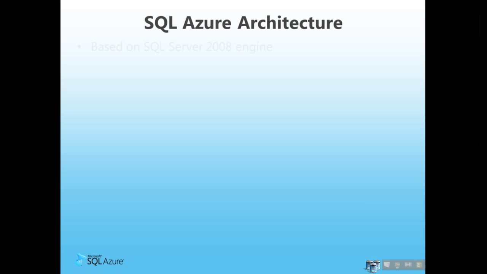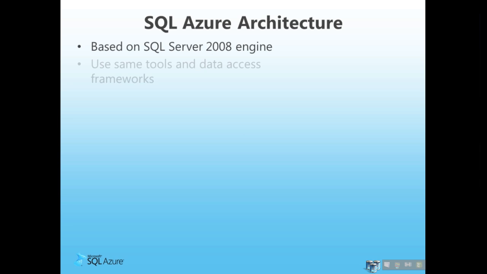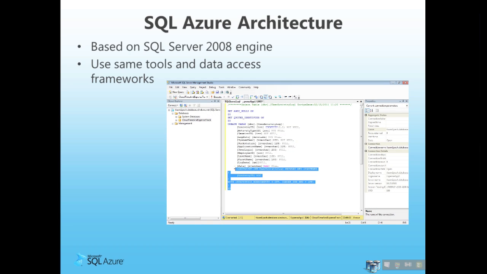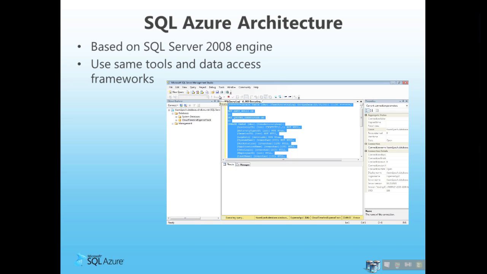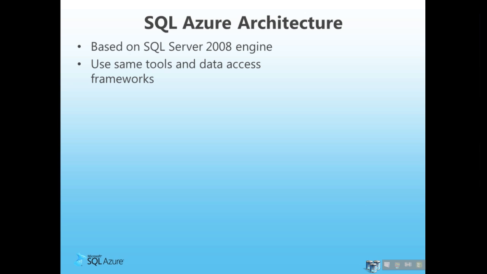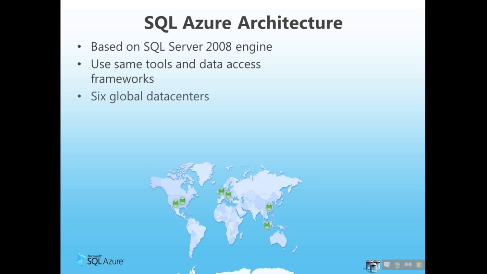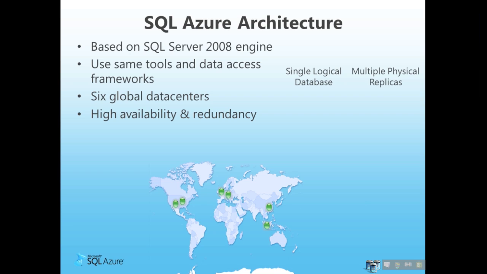When it comes to architecture, SQL Azure is built on a foundation based on the SQL Server 2008 engine, which means that you can use the same tools and data access frameworks you currently use with SQL Server. SQL Azure makes these familiar capabilities available in the cloud by utilizing 6 global-scale data centers, providing redundancy, failover, and high availability in every edition offered. The real difference is that SQL Azure provides a single logical database with multiple physical replicas running in the background, all included as part of the service at no extra cost.